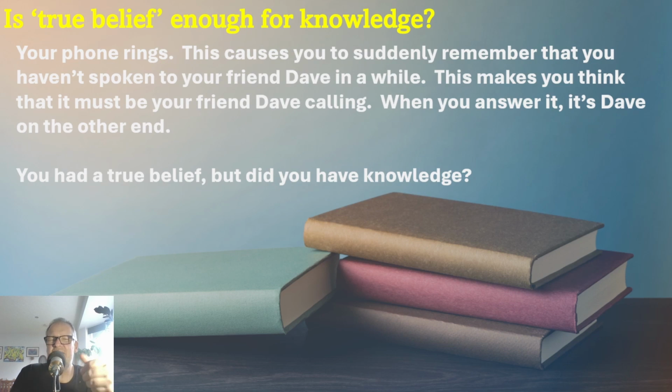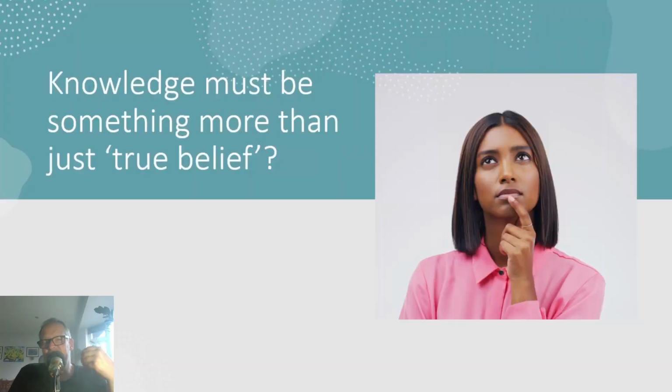Stop and have a think here about what extra things you might think is needed for knowledge. So, going by the examples that we've just thought about, it seems that knowledge is something more than just true belief. We can have true beliefs that aren't knowledge. So what is it that gives us knowledge?